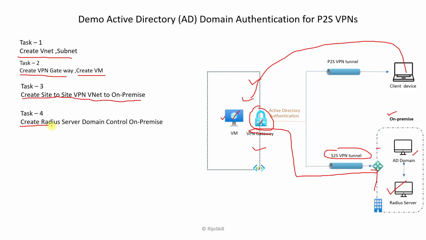So we will create the RADIUS server and domain controller on premises. First we will finish task 4, then after our virtual network gateway finishes, we will go for task 3.